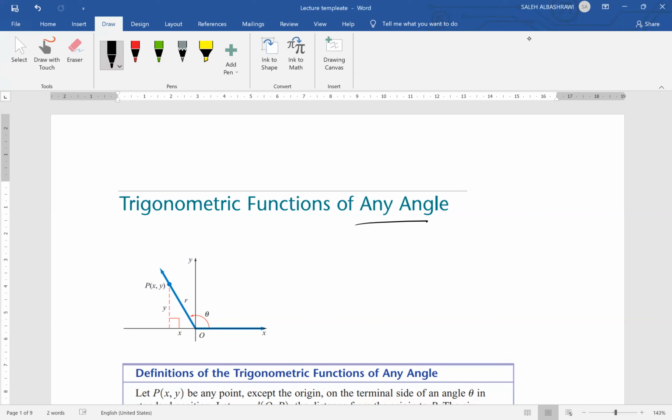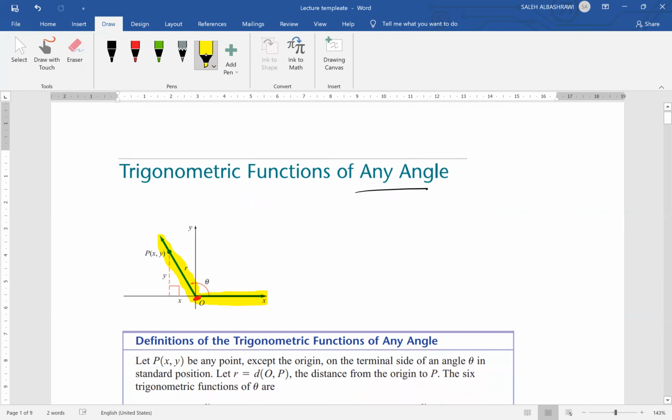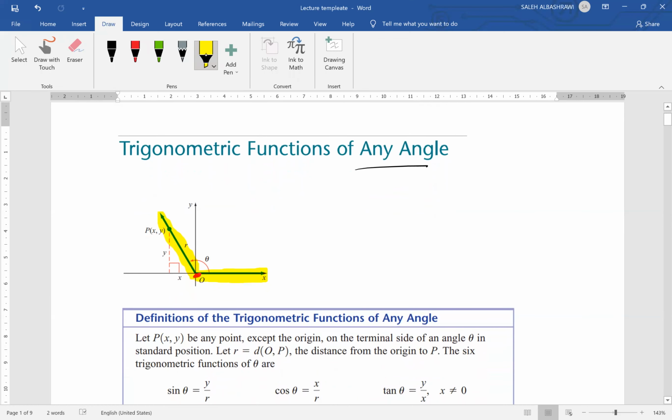And we said that an angle is in the standard position if the initial side is on the positive x-axis, the vertex is at the origin, and the terminal side can be anywhere. So we have the initial side on the positive x-axis, and the vertex of the angle is on the origin, (0, 0). And for the trigonometric functions of any angle, we will start with this definition.